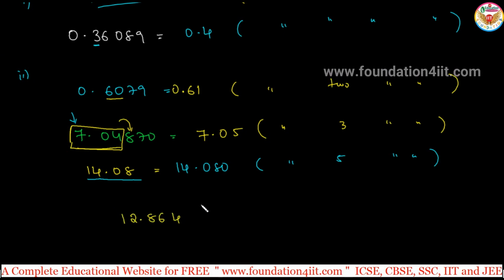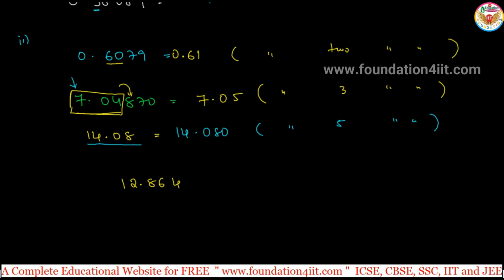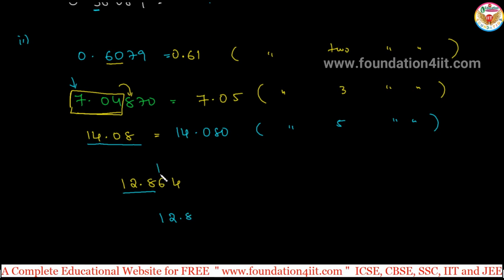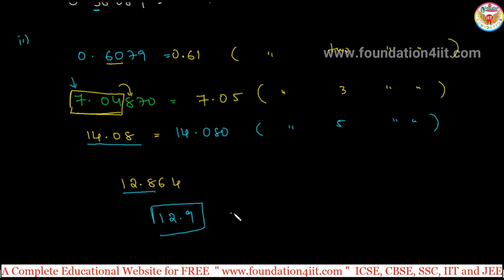12.864. Correct to three significant figures. The first three are 12.8. But see the fourth place, it's 5 and above. That means instead of 8, we should take 9. So this is correct to three significant figures, 1, 2, 3, right? This is a small difference regarding significant figures and rounding decimal numbers.